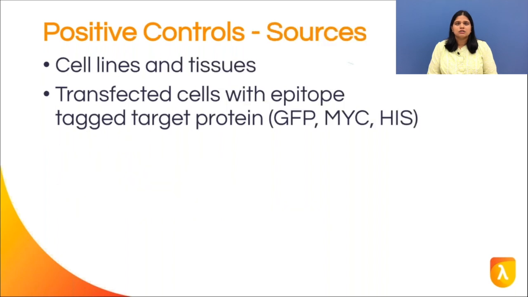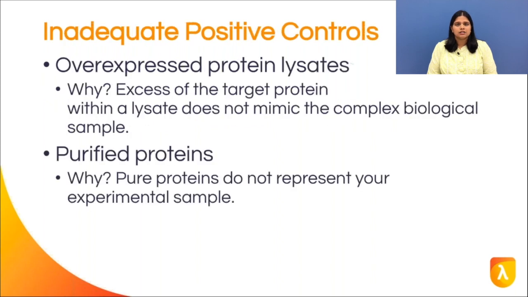Sources of positive controls include cell lines and tissues, and transfected cells with epitope-tagged target proteins such as GFP, MYC, or His tags. Inadequate positive controls include overexpressed protein lysates, purified proteins, or an excess of target protein in a sample. Purified proteins do not mimic a complex biological sample due to the imbalance in the ratio of target protein versus other proteins in the sample. The antibody selectivity cannot be properly evaluated.